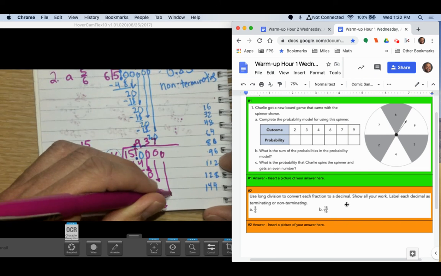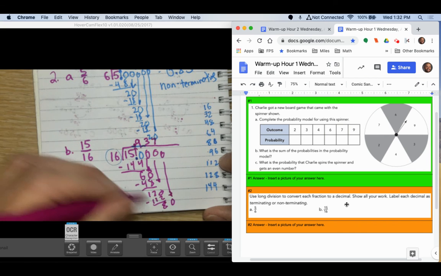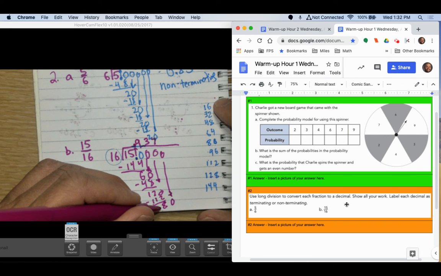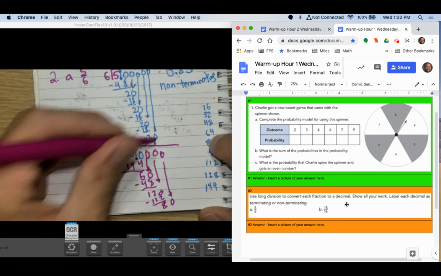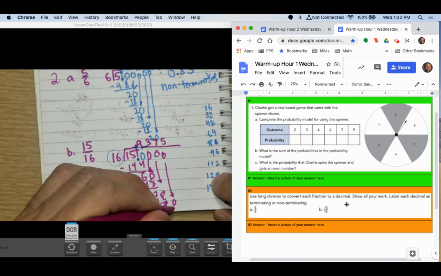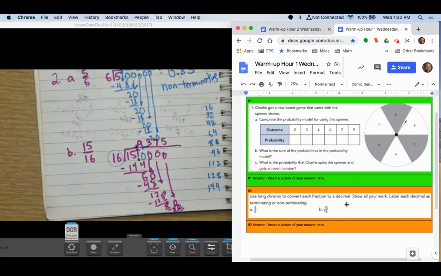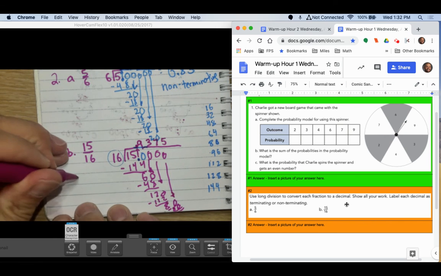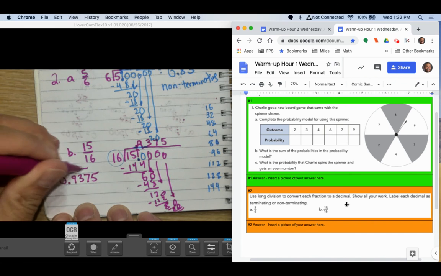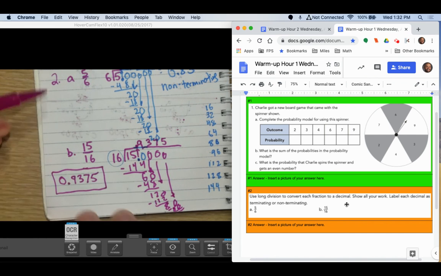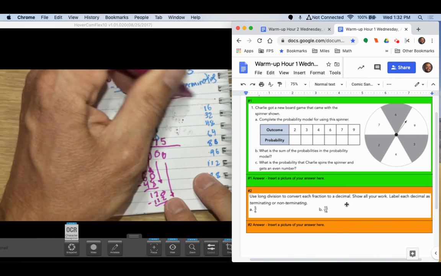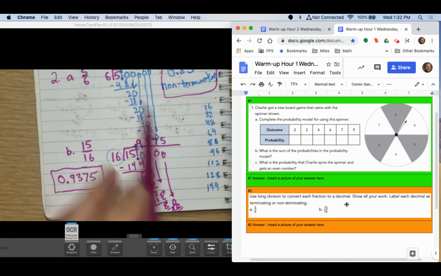Add a 0. Bring it down. 16 goes into 80 5 times. 5 times 16 is 80. 80 minus 80 is nothing, and so that is my answer. I should get 0.9375. And when I'm looking at your work, I should be seeing all of this that goes with it, so I can tell that you know how to do this.